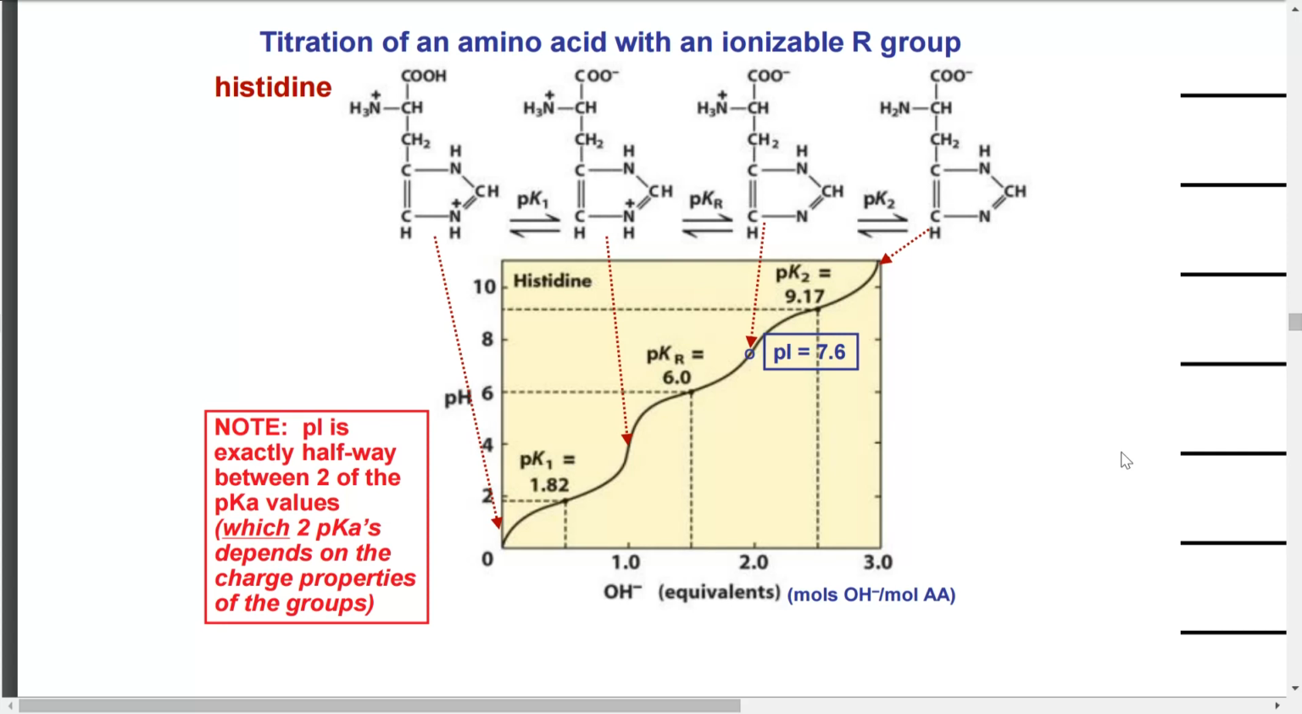So you're always going to take the pKs between the 2 that give you the neutral molecule, which means you need to be able to draw all the intermediates, starting with the lowest pH and the highest pH. If there's no ionizable group, then there's just one plateau region like glycine. If there's an ionizable group, it's going to add one more region, so you'll be able to draw those structures. Okay?